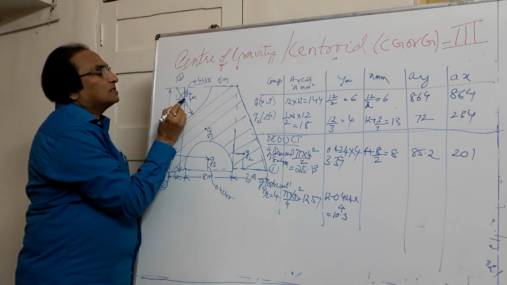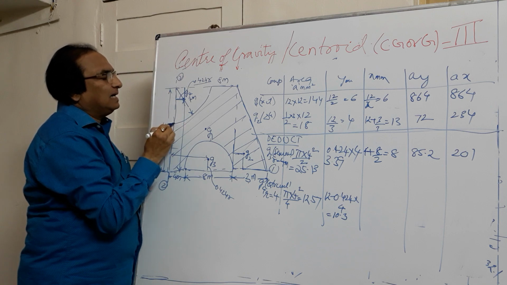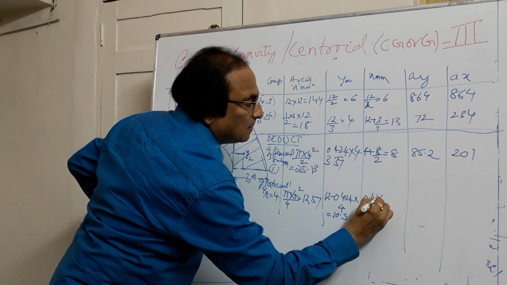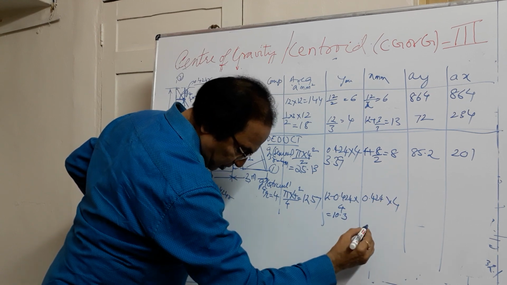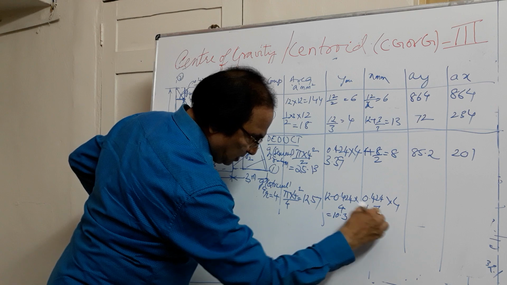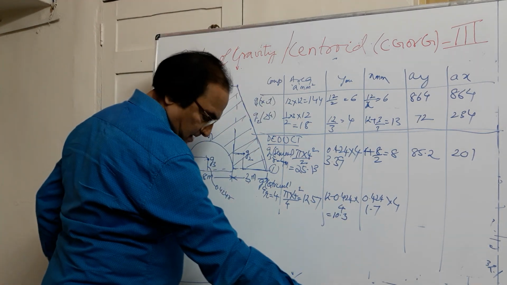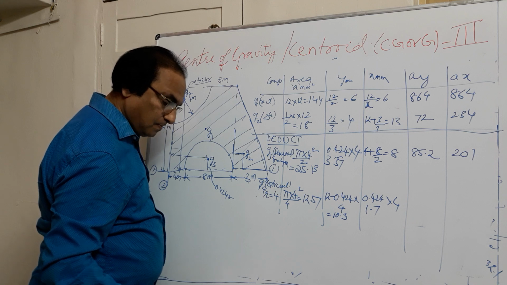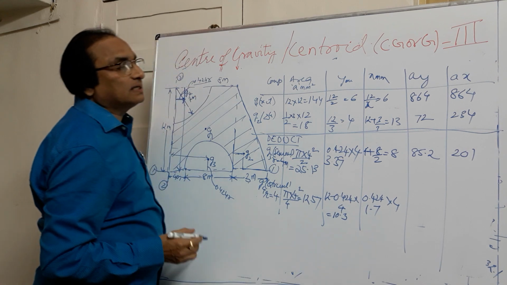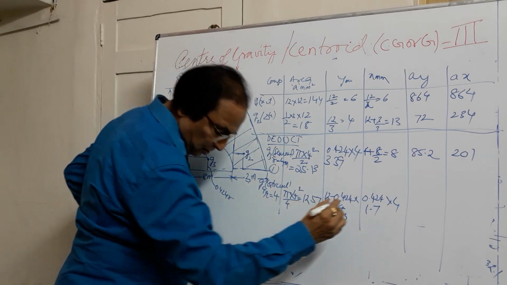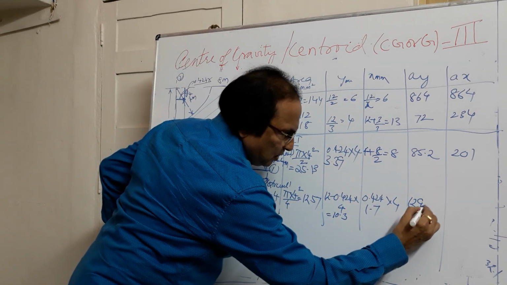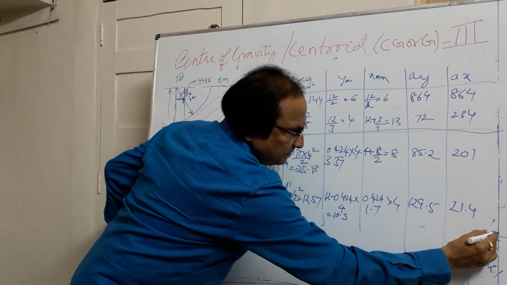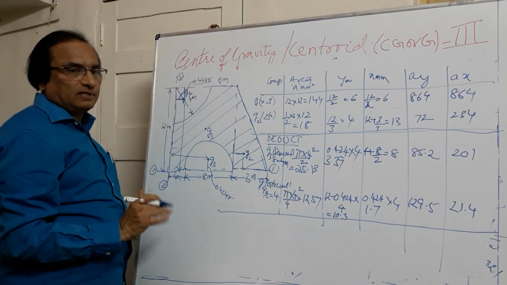Now I want the distance of the centroid from 2-2. It happens from the diameter. So this distance is directly 0.424 r. And r is 4. So you get this distance is equal to 1.7 meters. Now if you multiply the value, you get this as 129.5 and you get this value as 21.4. Now nothing to be deducted, everything is over.